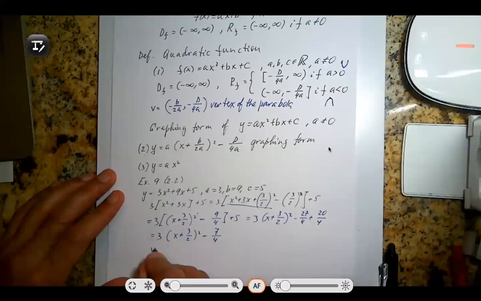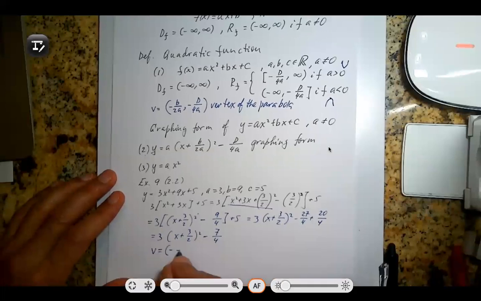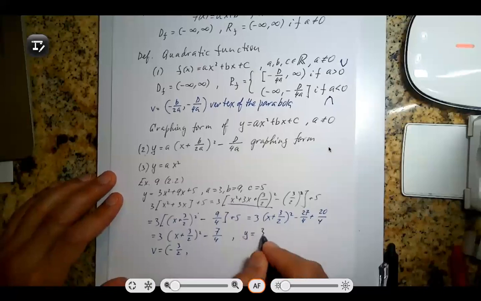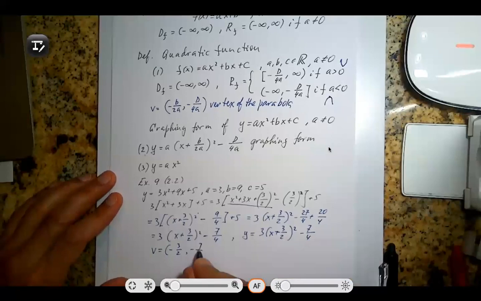So here's the vertex, negative 3 halves, negative 7 over 4. This is graphing form. Since a equals 3, positive, the parabola opens up. This is the vertex. Okay.